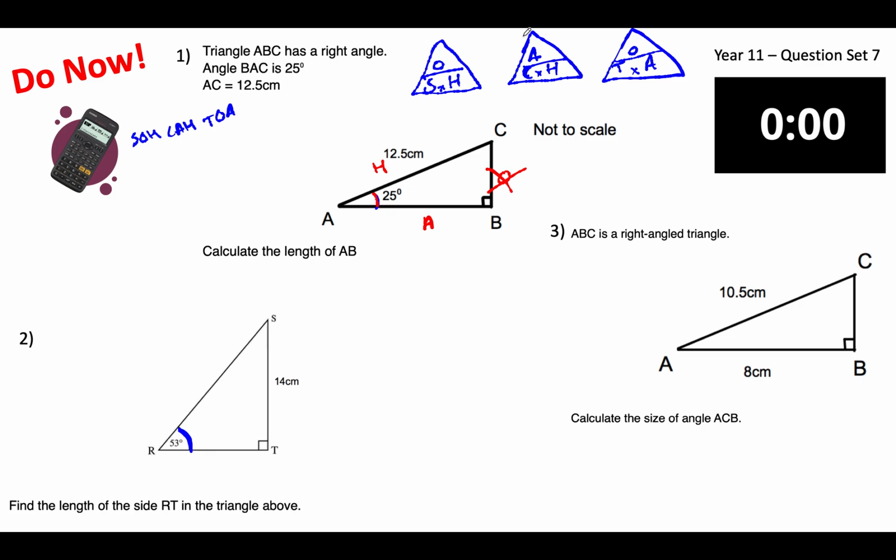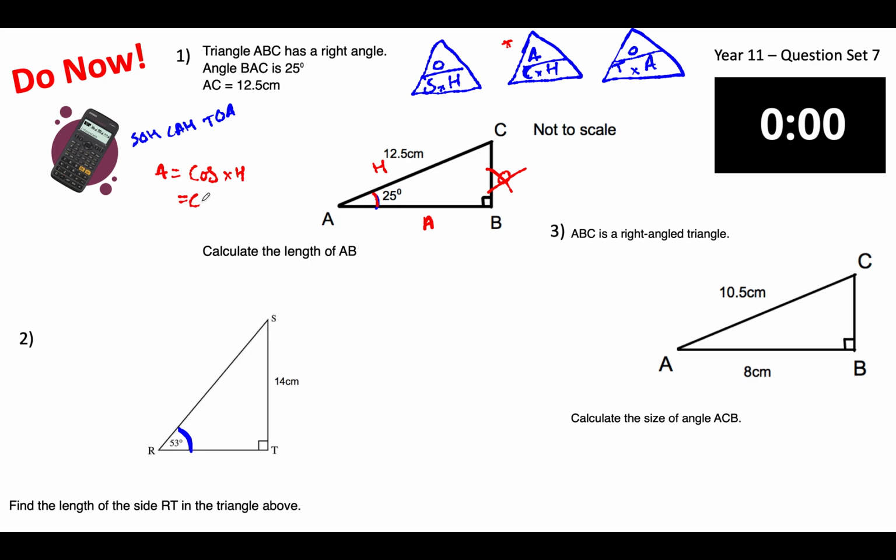Which means I've got A and H, which means the CAH triangle up here. And I am trying to find length AB. So that's A, the adjacent side. So if you mentally cover that up, we're left with C times H. So that is cos times by H.